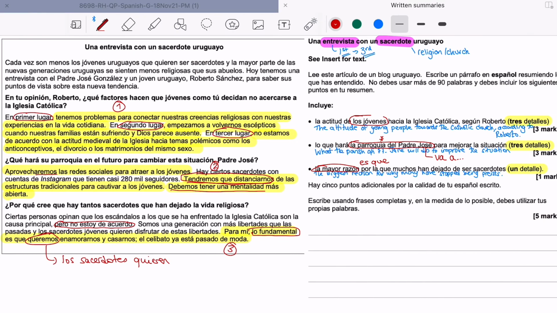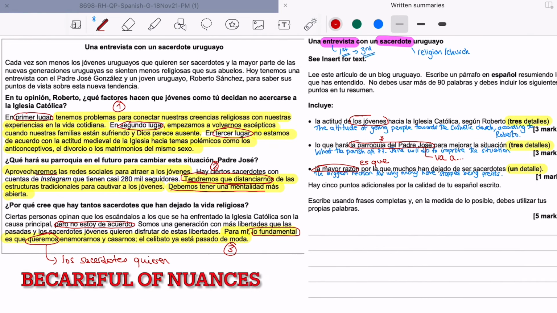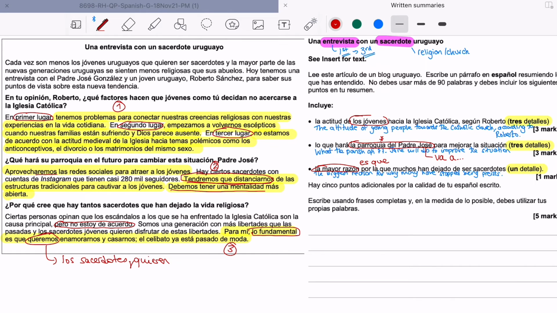And what I should say for that last point is, when I'm talking about "los sacerdotes", I'm implying all priests, where actually what we're really talking about more than anything else is young priests. So I'm going to put in "jóvenes".